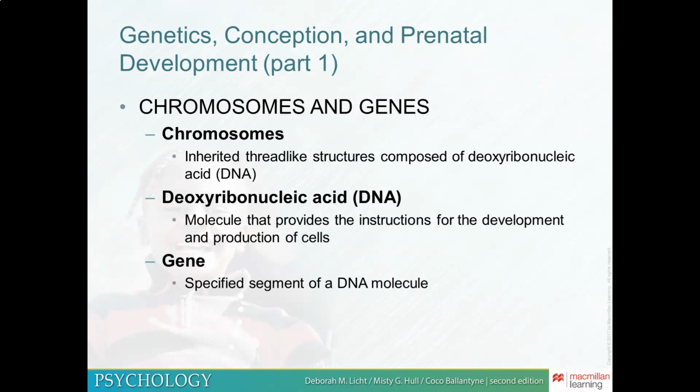Now, looking first at human development, we're very interested in chromosomes and genes and how those affect human development. So chromosomes are inherited structures, DNA structures. And DNA is the molecule that provides the instructions for the development and production of cells. And finally, what is a gene? That is a segment of a DNA molecule.